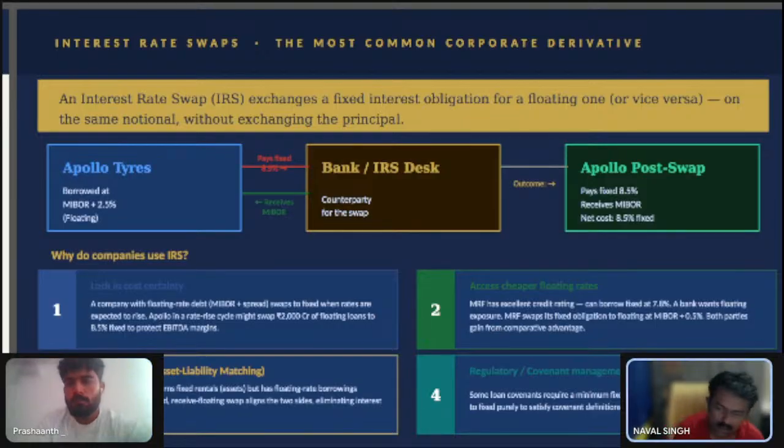Of course, it needs a bit of asset liability matching, which means that a leasing company can earn a fixed rental but has floating rate borrowing liabilities, which ensures that if the interest rates are low, your rentals are high enough. The company can pay a fixed value and receive a floating swap. They align the two sides, eliminating the interest rate mismatch.